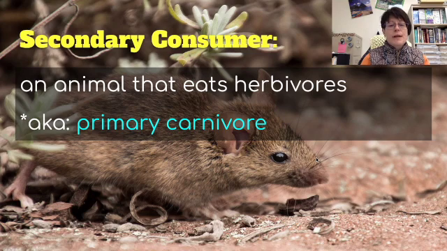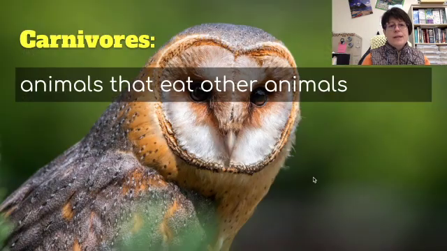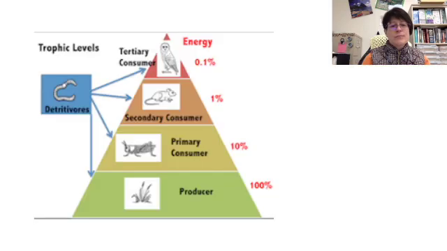Then above them are the secondary consumers. This is an animal that eats herbivores, also known as a primary carnivore. So this field mouse might eat the grasshopper. And a carnivore is an animal that eats other animals. So here we have our secondary consumer, we have our field mouse, and it is eating the grasshopper. And remember, this is a carnivore.